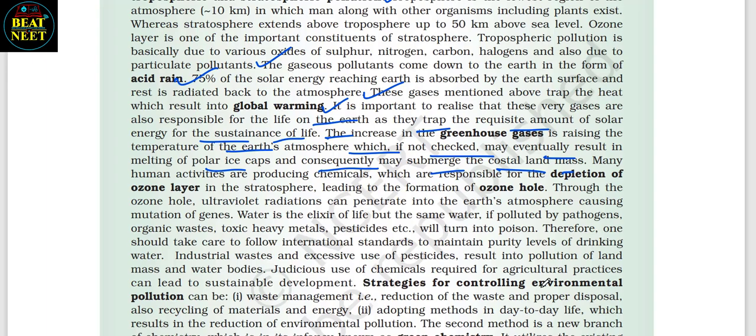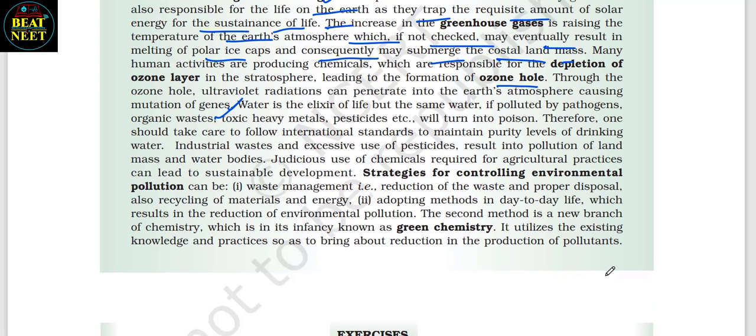Many human activities are producing chemicals which are responsible for the depletion of the ozone layer in the stratosphere, leading to formation of the ozone hole. Through the ozone hole, ultraviolet radiation can penetrate into Earth's atmosphere, causing mutation of genes. Water is the elixir of life, but the same water, if polluted by pathogens, organic waste, toxic heavy metals, pesticides, etc., will turn into poison. Therefore, one should take care to follow international standards to maintain purity levels of drinking water.